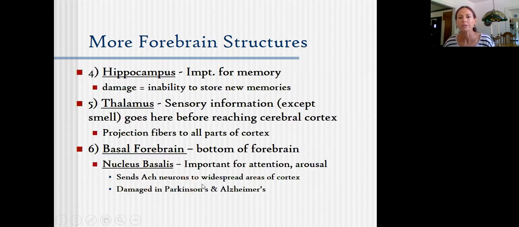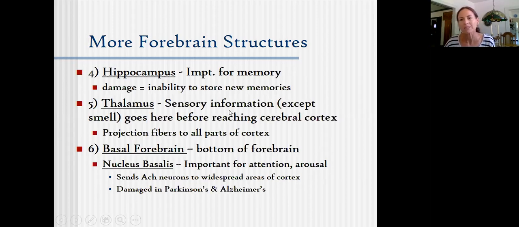All right, moving on to other forebrain structures. We see the hippocampus is important for memory, and if you ever see a hippo run across campus, you'll never forget it. And hopefully you heard that joke in intro psych. It's really a mnemonic, and it's good for remembering that the hippocampus has to do with memory. When you get damage to the hippocampus, you have an inability to store new memories. So you can learn things, but then you'll forget them right away.